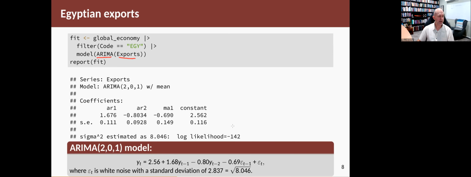So to write that out in our notation, there's no differencing here, so it's easy enough to write it in subscript notation. The constant here is our intercept, that goes there. The AR1 part is phi 1, the AR2 part is phi 2, and the MA1 part is theta 1. Then the sigma squared from here is the variance of the residuals, or the square root of that is the standard deviation of the epsilons. So that's what's coming in here, like this.